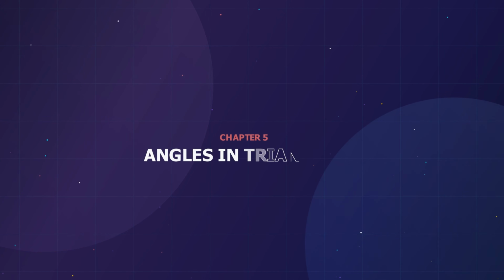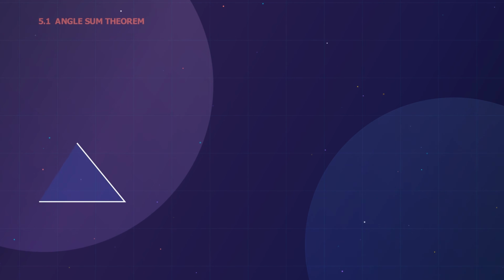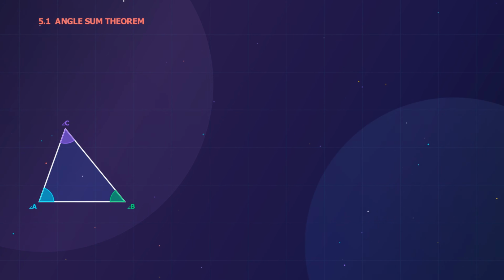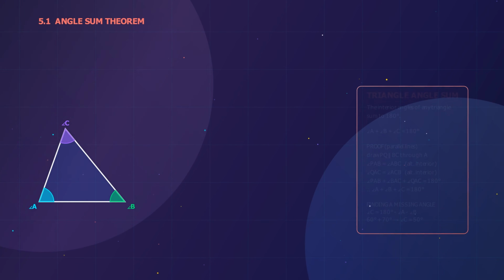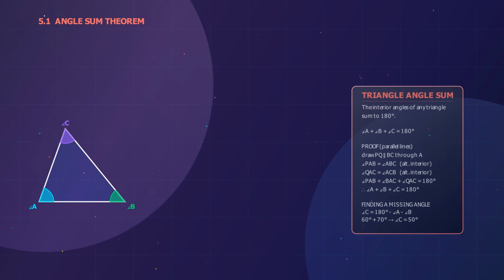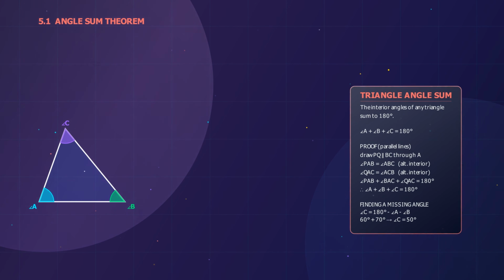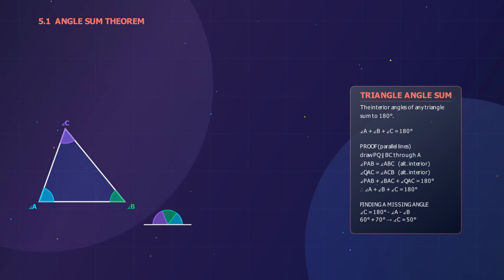The triangle, geometry's most perfect shape. The most fundamental theorem in triangle geometry. The sum of the 3 interior angles of any triangle, no matter its shape, size, or orientation, is always exactly 180 degrees. Watch what happens when we tear the 3 corners off and place them side by side. They form a perfect straight line.